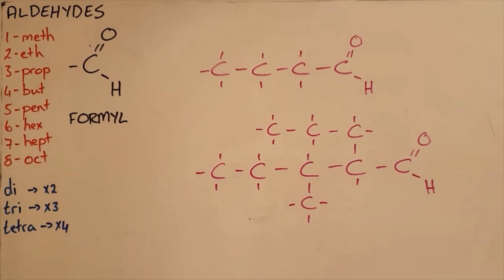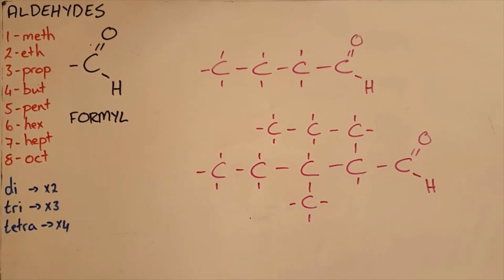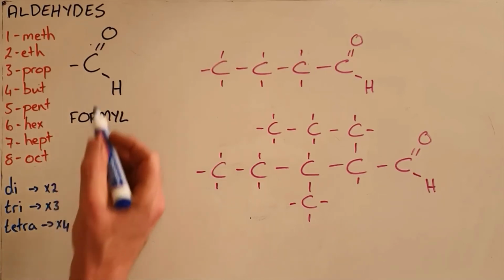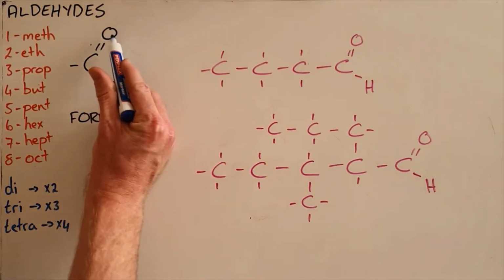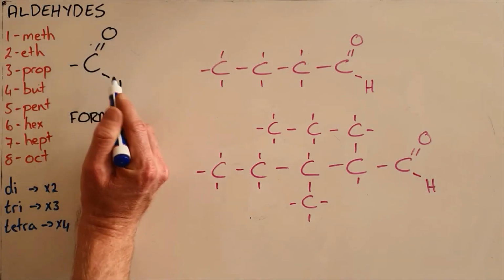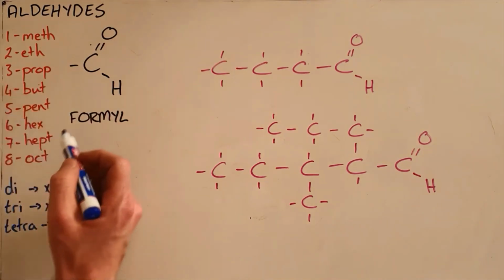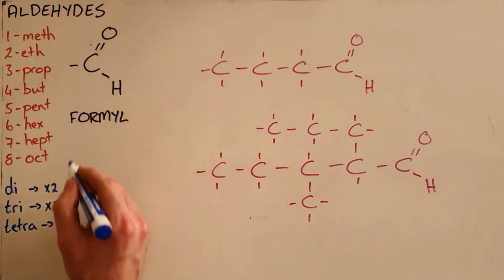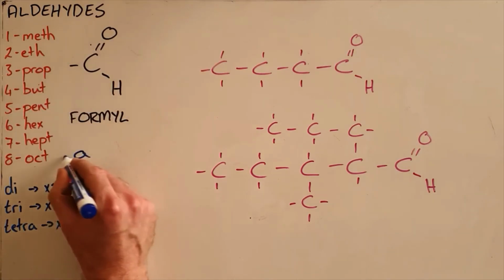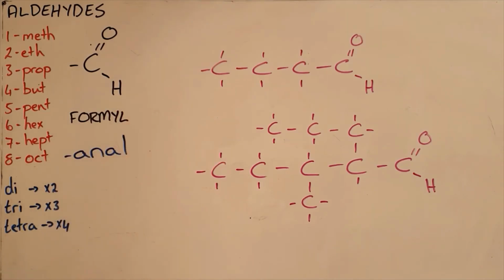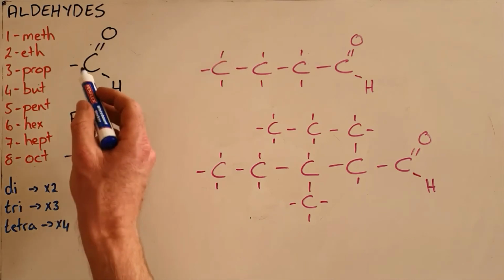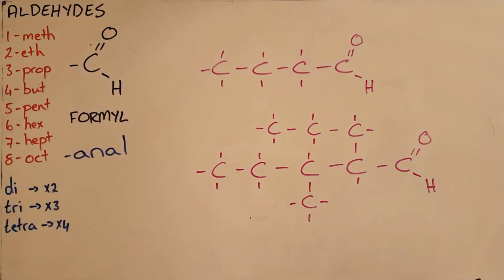Aldehydes are organic compounds that contain a formyl functional group. The formyl functional group is a carbon that is double bonded to an oxygen and single bonded to a hydrogen, and then single bonded to the rest of a carbon chain. Now, any compound that contains this formyl group is called an aldehyde and therefore gets the suffix -al. Now, what we can see, what is unique about this formyl group is that since it only allows the carbon chain to extend in one direction, we do not need to indicate the position of that formyl functional group.